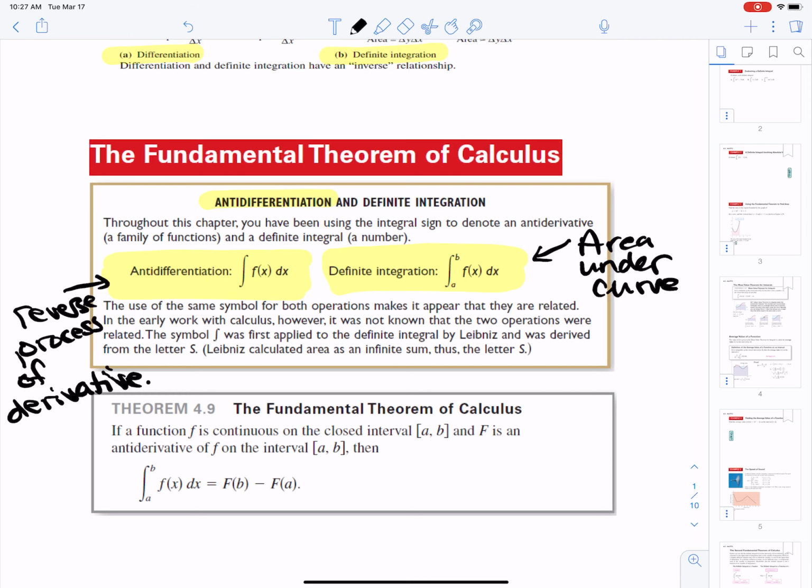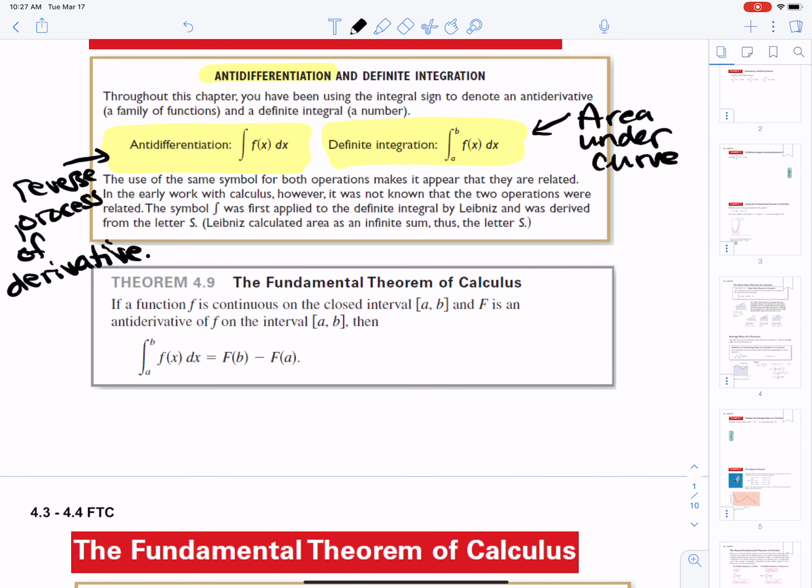Now the first theorem we're going to cover is the fundamental theorem of calculus. This is the first time I'm actually going to show you how to find the area under the curve without using an approximation method or simple shapes.